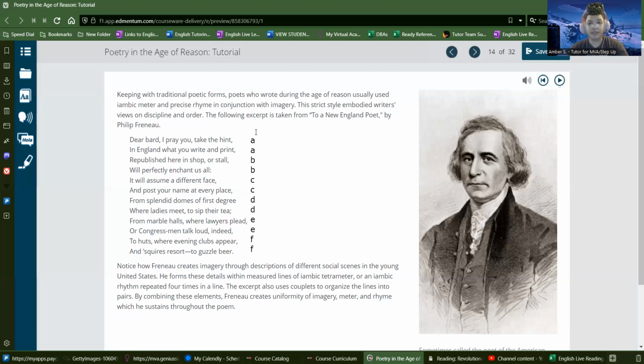So hopefully that makes sense. This is how you get a rhyme scheme. It's much easier to get a rhyme scheme when you're looking at the lines vertically, from top to bottom this way.